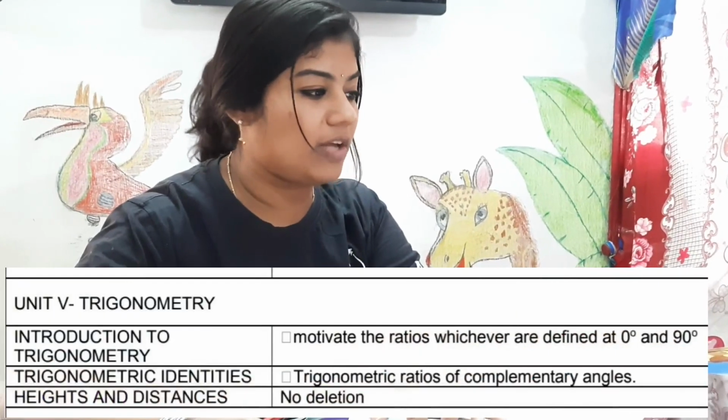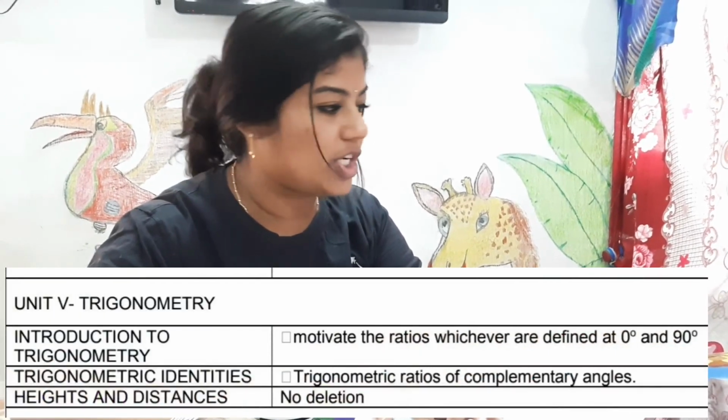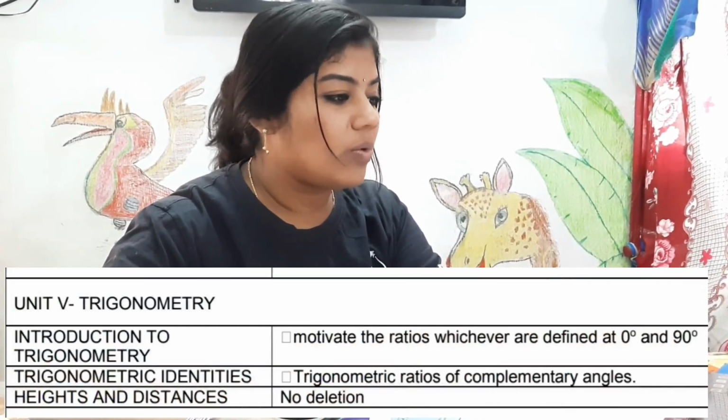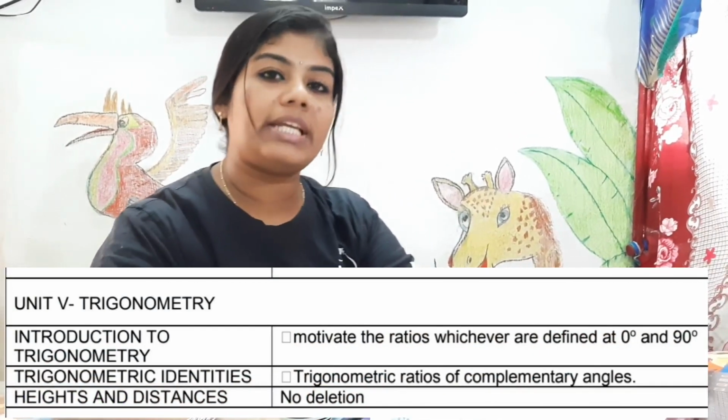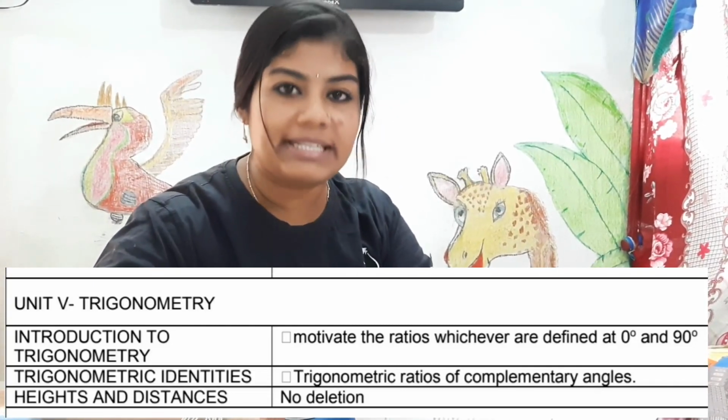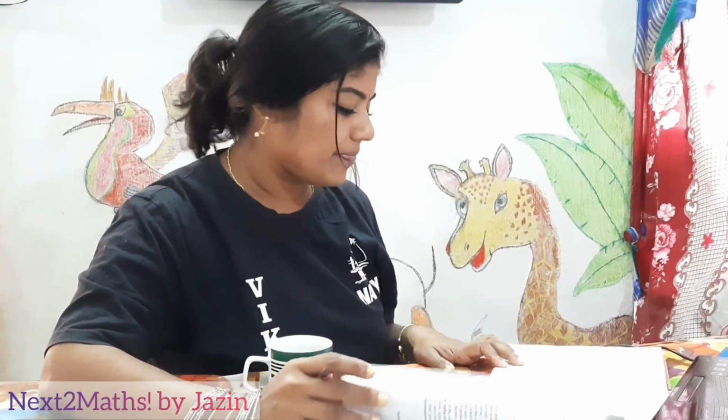In that, I will tell you chapter number 8. All of you take chapter number 8, Introduction to Trigonometry. The deleted portion is the motivation of the ratios defined at 0 degree and 90 degree. It means the problems related to 0 degree and 90 degree are cancelled. Whatever the problems, sine 90, cos 90 and application-level 90 degree problems, where theta is 90 degree or the angle subtended is 90 degree, are cancelled. This is chapter number 8.